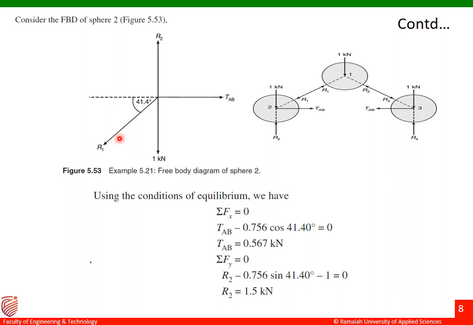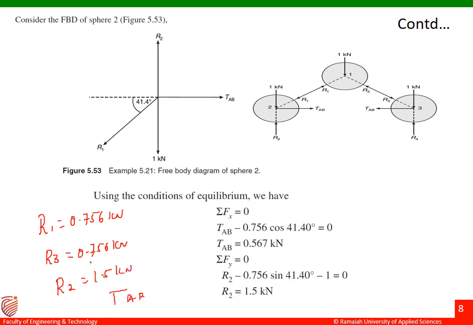So once you simplify this one, you are going to get the answer for R2 as R2 is equals to 1 plus 0.756 into sine 41.4 degrees. You are going to get the answer for R2 as 1.5 kilonewton over there. So in the previous problem, we found out the answer for R1 and then R3. So R1 was 0.756 kilonewton. So R3 was 0.756 kilonewton. So here in this slide, we found out the answer for R2 is equals to 1.5 kilonewton.